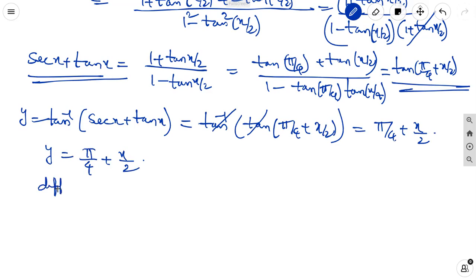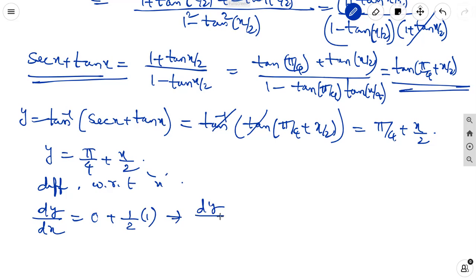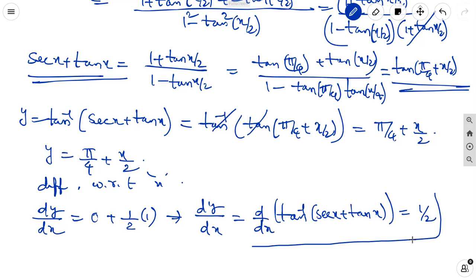Now we differentiate with respect to x on both sides. So y differentiation is dy by dx. Pi by 4 is a constant, differentiation is 0. 1 by 2 is a constant, x differentiation is 1. So the derivative of the given function, dy by dx equal to d by dx of tan inverse of secant x plus tan x, equal to 1 by 2 is the answer.